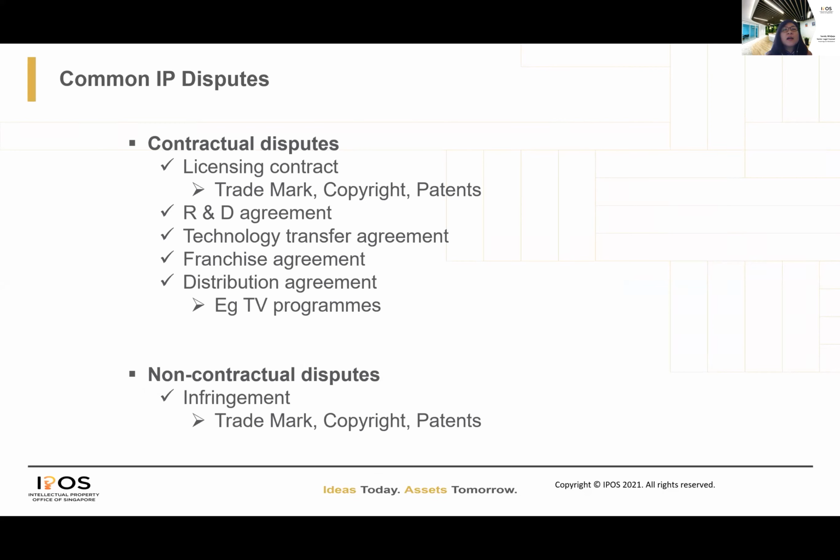As you can see here at the top of the list is the licensing contract, whether it's for trademark, copyright, or patents. As you all know, licensing is the most common form to monetize or commercialize your IP. And then after that, we have, of course, R&D or research and development agreements, technology transfer agreements, and franchise agreements, and so on. On the non-contractual dispute side, in general, we have infringement disputes, whether relating to trademark, copyright, or patents.